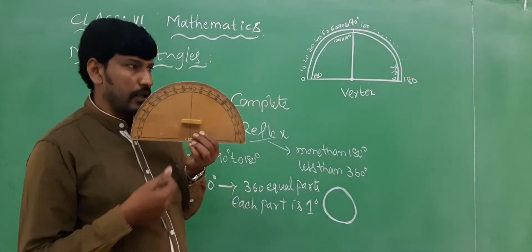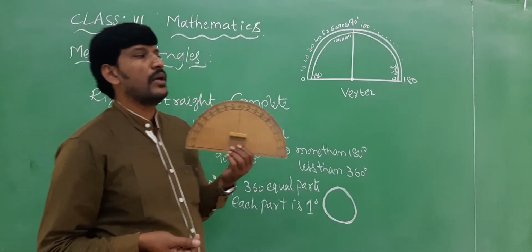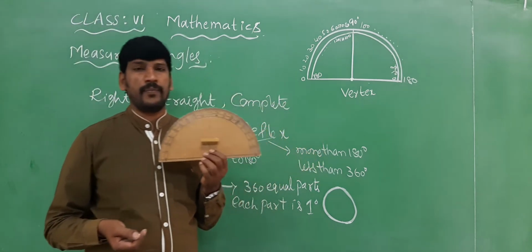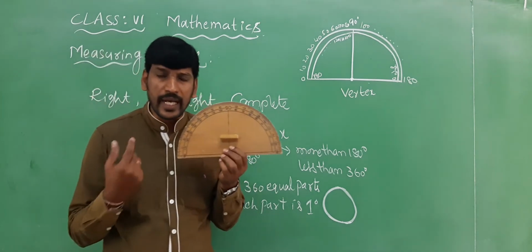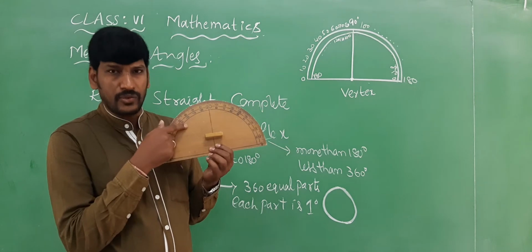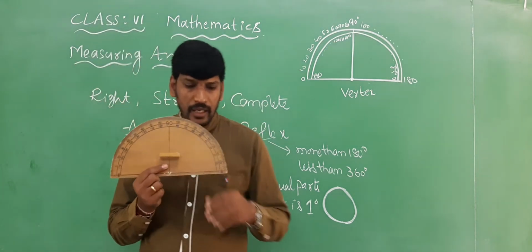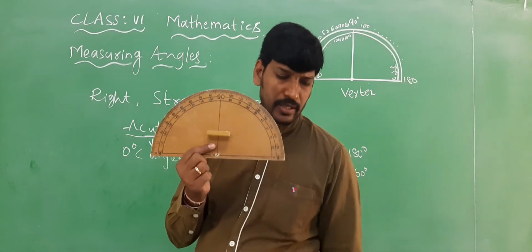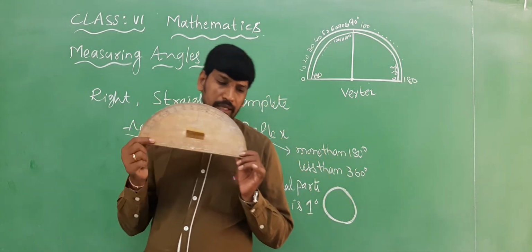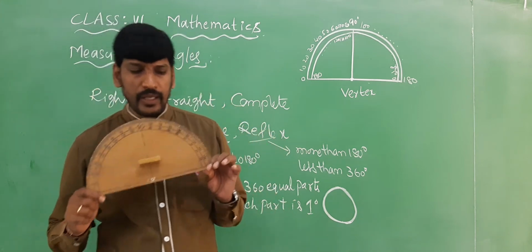Okay? Then, while using this protractor to measure the given angle, which one should we consider? Either this line, this value, or this value. That we are going to discuss now. Clear, children? This is a protractor. In every geometry box, we will be having a protractor. By using this, we are going to find out the measure of the given angle.